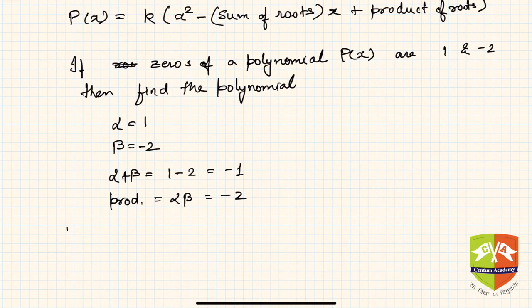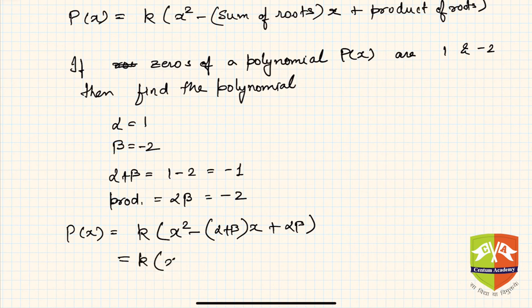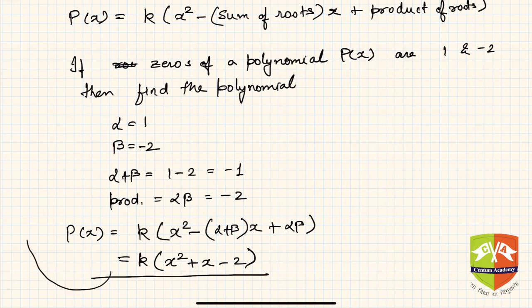So p(x) will be nothing but k times, any k you can take, x squared minus (alpha plus beta) x plus alpha beta, isn't it? So it is k times (x squared minus (minus 1) x, so it becomes plus x, and alpha beta is minus 2, so minus 2). So this is the polynomial whose zeros are these alpha and beta. So if the zeros are given, you can find out the polynomial.